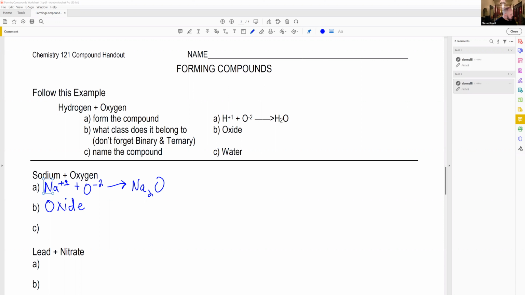Okay, so Na, sodium, and oxygen create an oxide. And if we go back to the naming compounds portion of our lecture, then we will know that we simply call this sodium oxide. Okay, not all of these are this cut and dry. You'll probably need to reference your lectures quite a bit. There may be a couple that you just don't know the answer to. And that's why this part of the assignment is the enrichment portion.